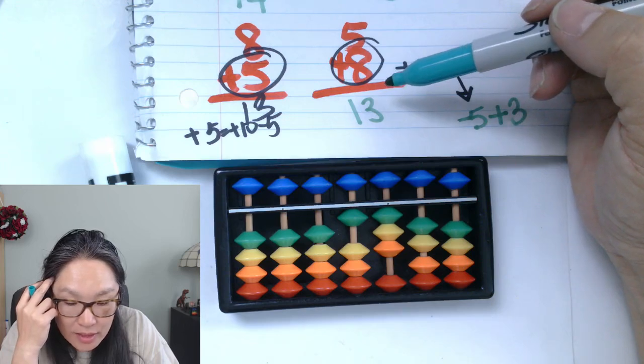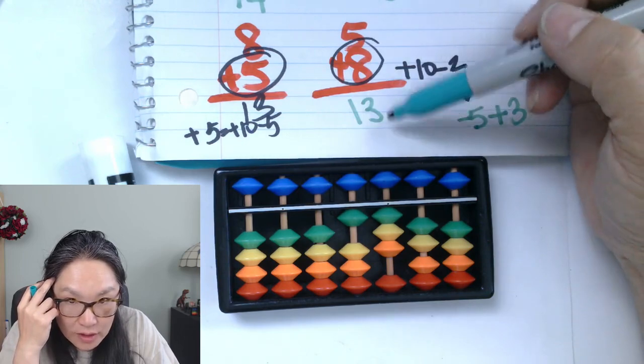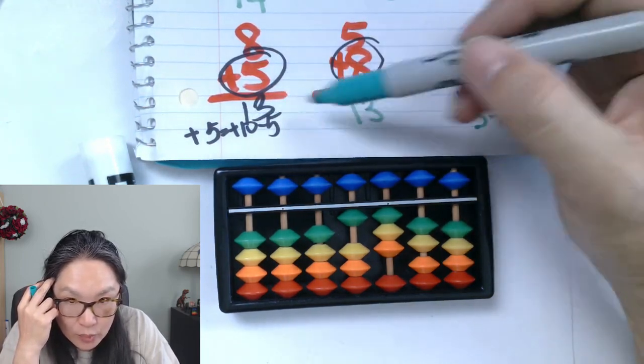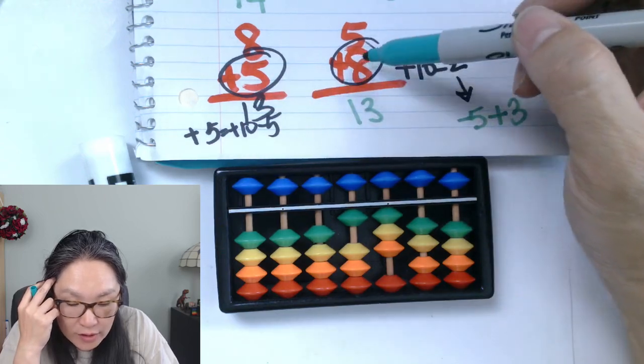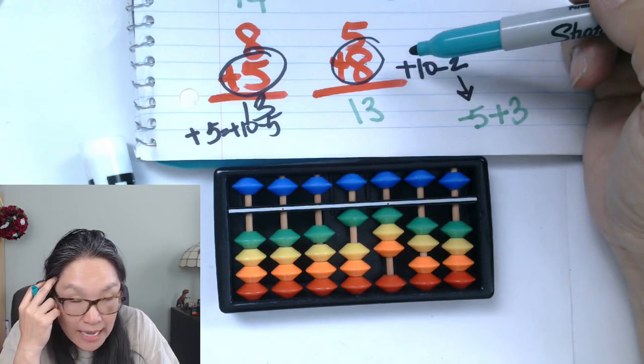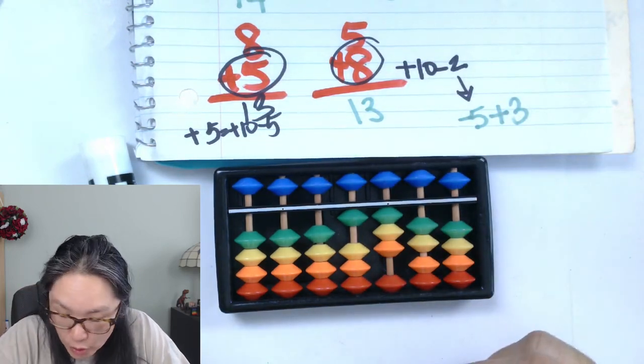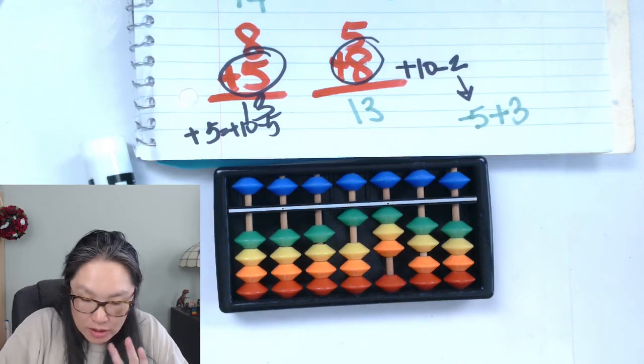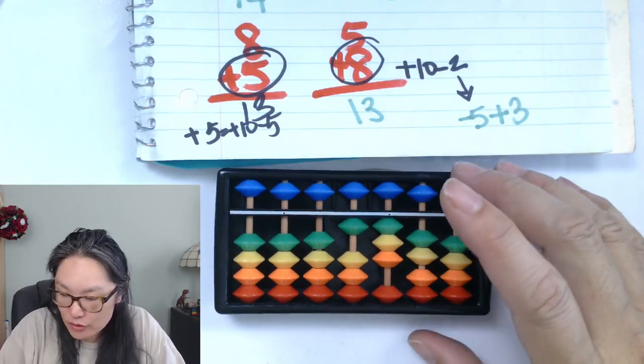Does that make sense? This is why it is different. We don't focus on the sum. We don't focus on the result. We focus on our add-in. This is why you have to be careful with the addition. You have to be careful when you add, because the kids will get confused if you're using the abacus.